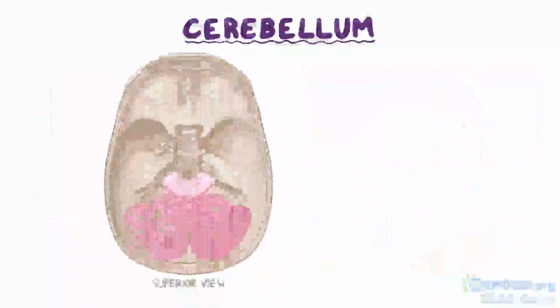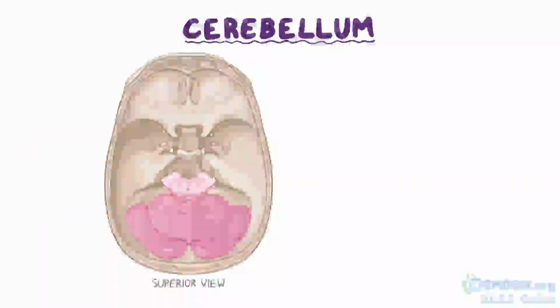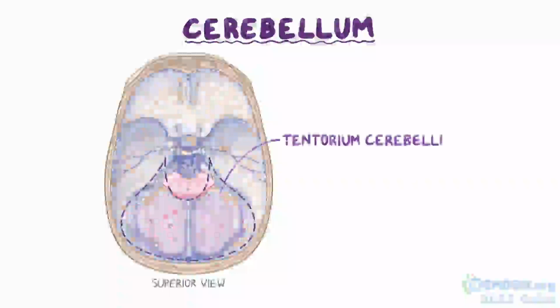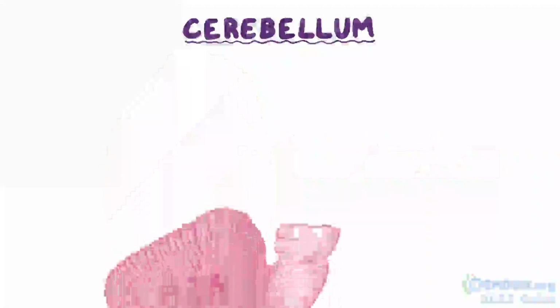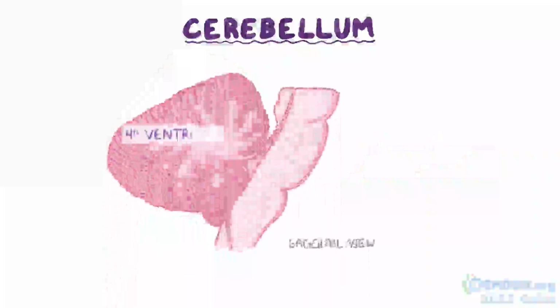Now, the cerebellum sits in the posterior part of the cranium, called the posterior cranial fossa, and it's covered by the tentorium cerebelli, which separates the cerebellum from the occipital and temporal lobes of the brain. Anterior to the cerebellum lies the fourth ventricle, pons, and medulla oblongata.